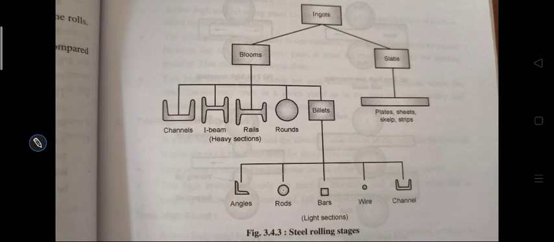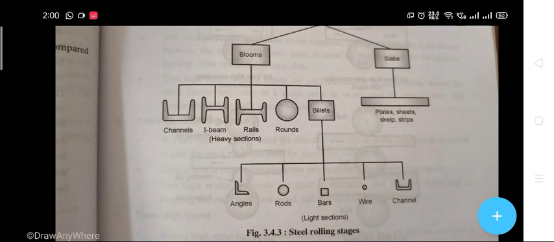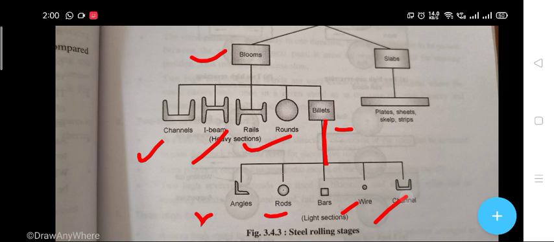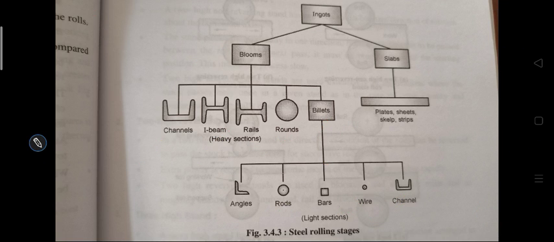For steel rolling stages, there is a diagram that shows blooms, channels, I-beams, that is your heavy section. In heavy section: channels, I-beams, rails, rounds and billet. In the billet, there are small sections, that is your light section: angles, rods, bars, wires and channel.